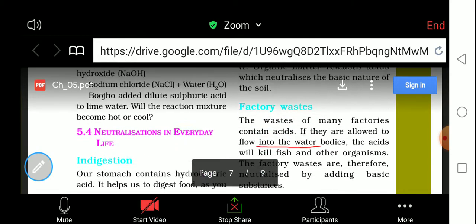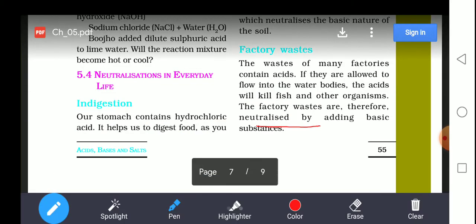Next topic we'll see factory waste. The waste of many factories contains acid. If it is allowed to flow into the water bodies, the acid will kill fish and other organisms.